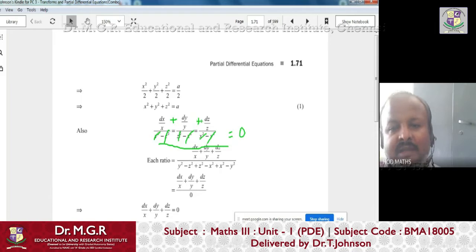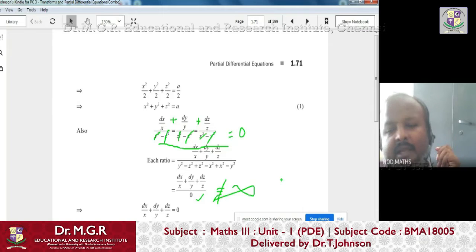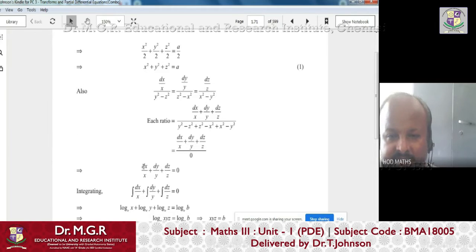So if dx by x plus dy by y plus dz by z, if you add them as the numerator and we consider this term in the denominator, then the denominator becomes 0, right? Again I'm telling you, here the denominator is 0, but don't think it is equal to infinity, not like that. We are only saying the total differential is 0. So if the total differential is 0, that means dx by x plus dy by y plus dz by z should be equal to 0.